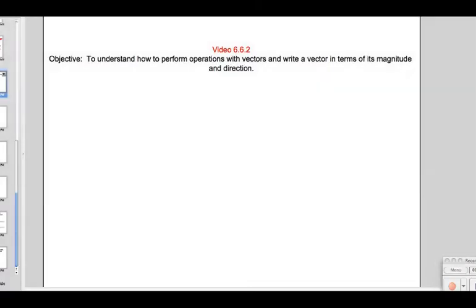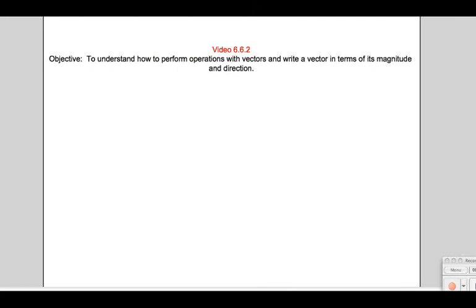This is video 662, and the goal of this video is to understand how to perform operations with vectors and to write a vector in terms of its magnitude and direction, because that's going to be more beneficial to us in the long run because it's more applicable. So we're going to talk about those two key things today. And the first thing that we're going to look at is operations.